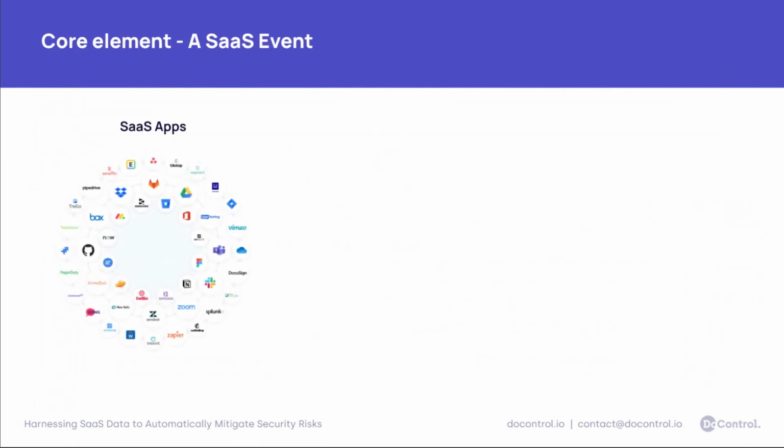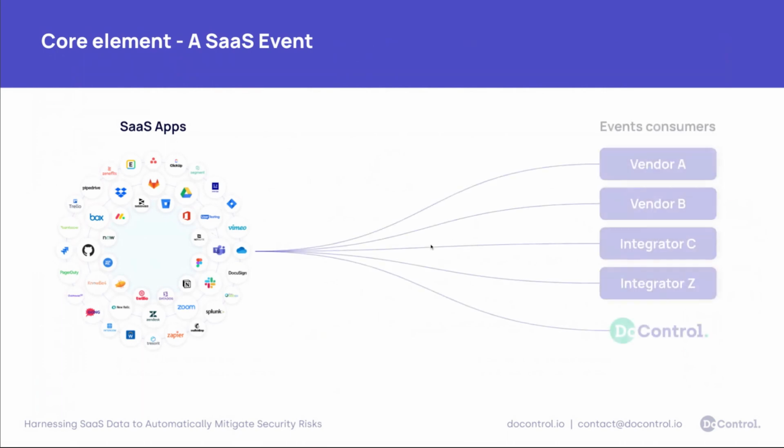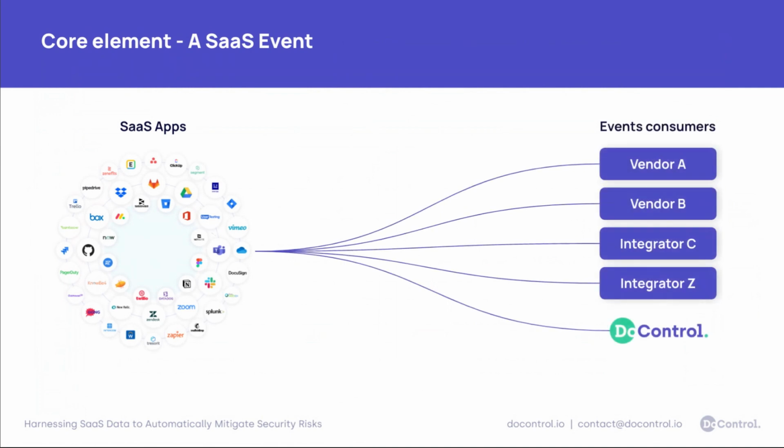So there are hundreds of SaaS applications with hundreds of possible user actions, and there should be a mechanism to monitor those and react automatically and intelligently to those. So how does it work? So integrators, vendors, and also us, DoControl, register to those SaaS applications' events and are able to get real-time notifications and respond or process them accordingly.